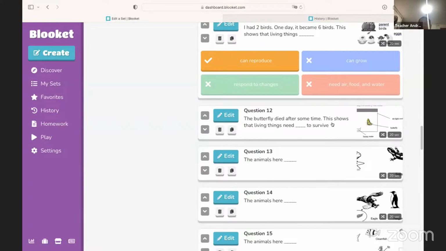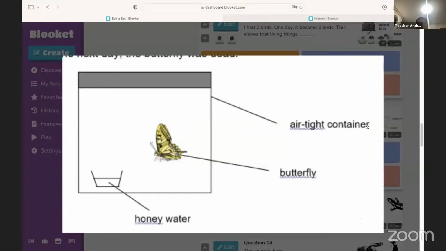The butterfly died after some time. This shows that living things need air to survive because this is an airtight container. If the air inside is used up, outside air cannot go inside. When there's no air, living things will die.